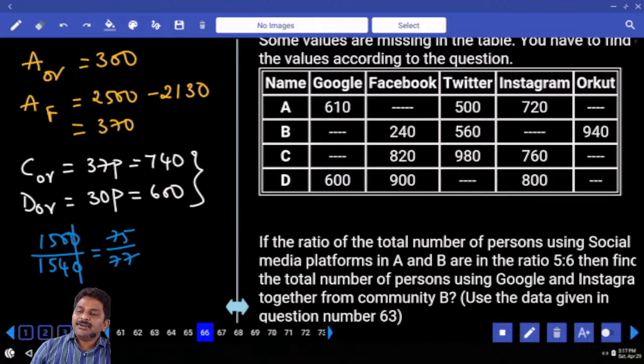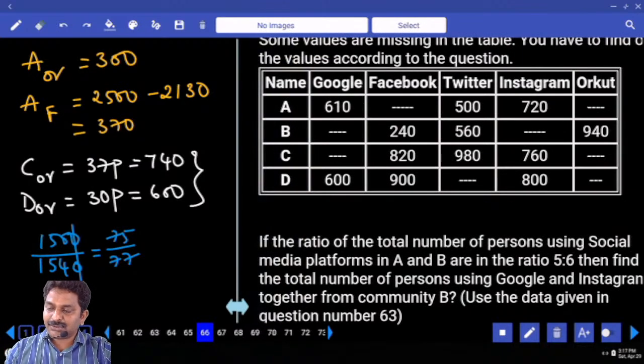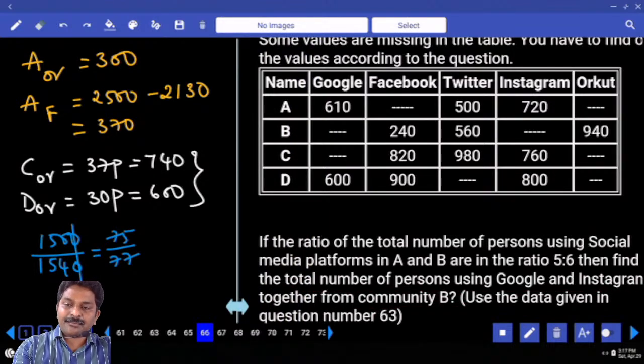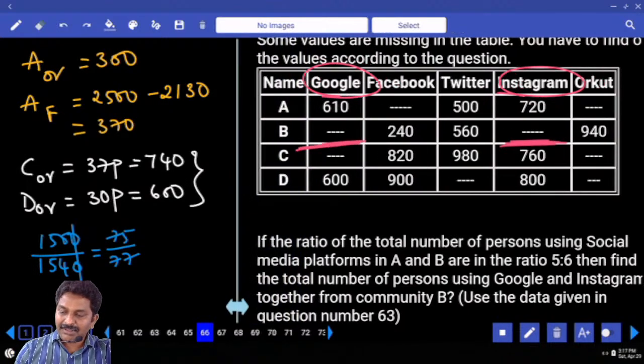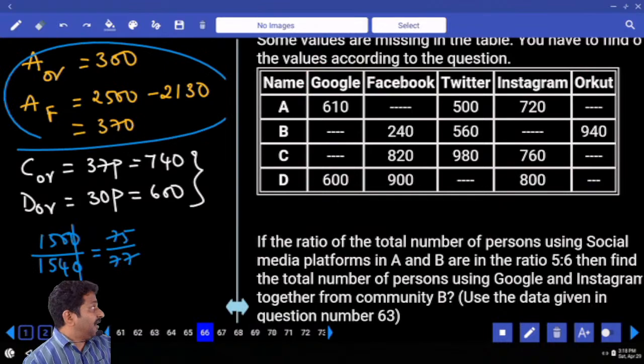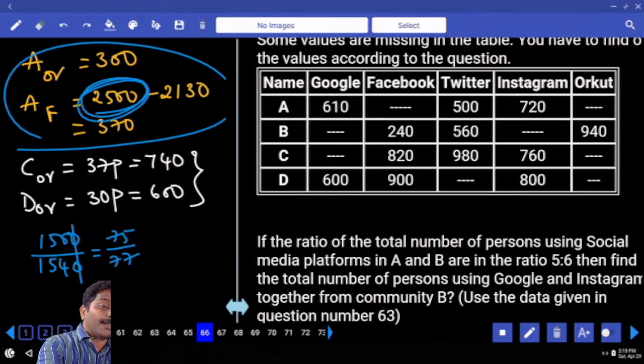With the ratio of total number of persons using social media platforms in A and B are in the ratio 5:6. Then find the total number of persons using Google and Instagram together from community B. Google and Instagram from B. These two we want. Correct. There is a data inside bracket which says use the data given in question number 63. Data, in the sense this is what, right? A Orkut 300, A Facebook 370, and total 2000.